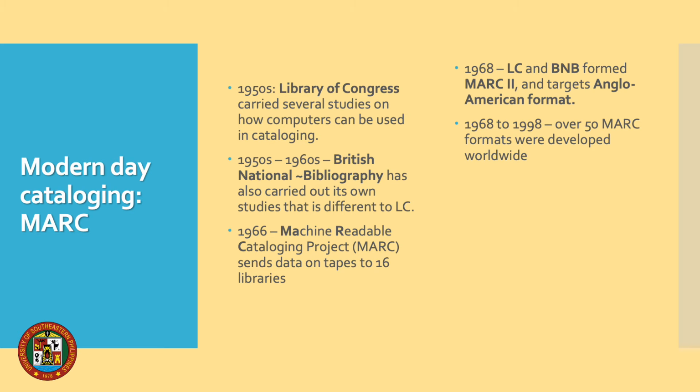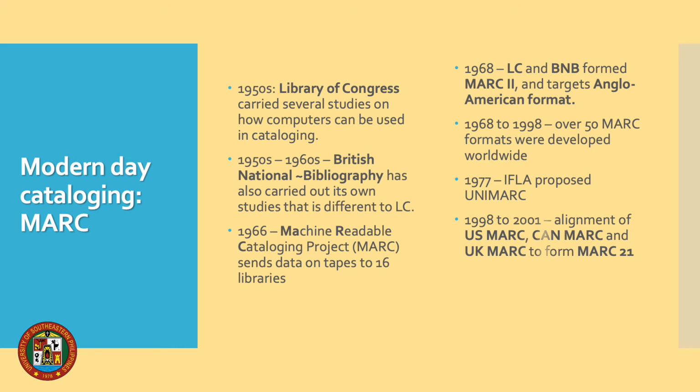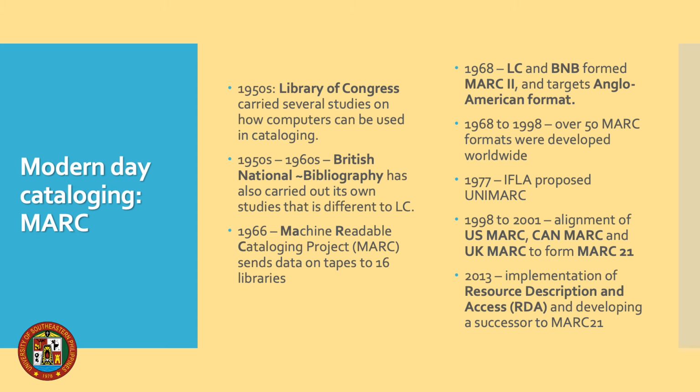From 1968 to 1998, over 50 MARC formats were developed worldwide. And in 1977, the IFLA, or International Federation of Library Associations, proposed UNIMARC. Between 1998 and 2001, the alignment of US MARC, Canada MARC, and UK MARC formed what is now called MARC 21. And in 2013, Resource Description and Access, or RDA, was implemented, developing as a successor to MARC 21.